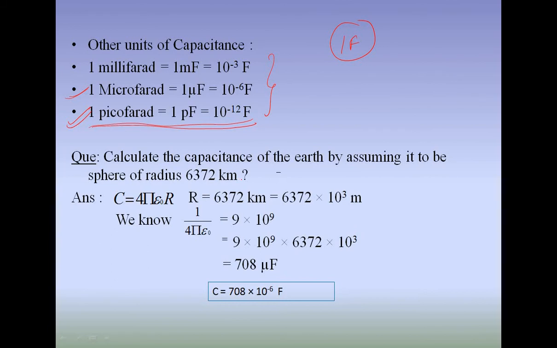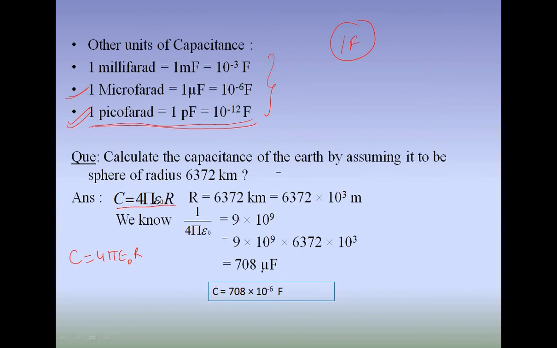So here is the case of a spherical capacitor. Because the shape of a sphere is given, and we know the spherical capacitance is C equal to 4 pi epsilon naught r, and r is given as 6372 kilometers, converted to meters. Then put the value of 1 by 4 pi epsilon naught, which is equal to 9 into 10 to the power 9. So you know that C is equal to 4 pi epsilon naught r, and 1 by 4 pi epsilon naught is this, and r you know, then you can find the value of this.